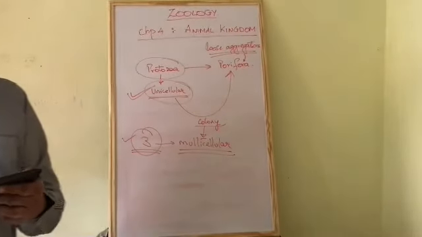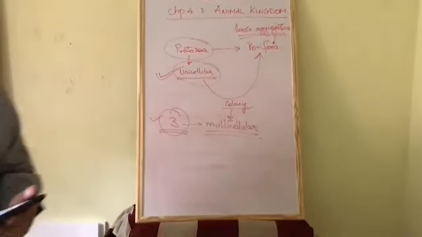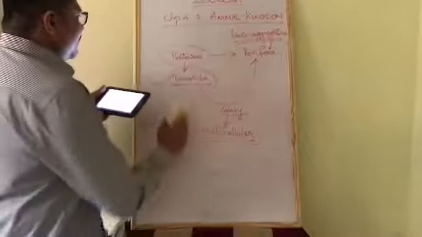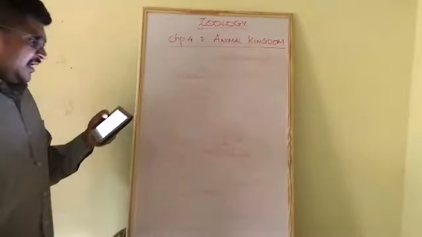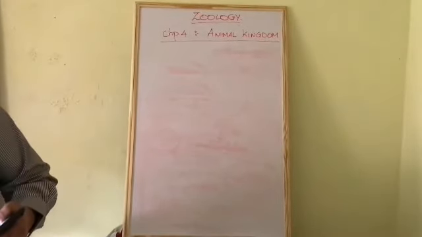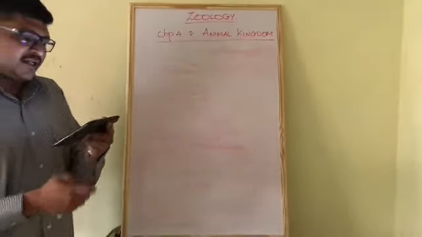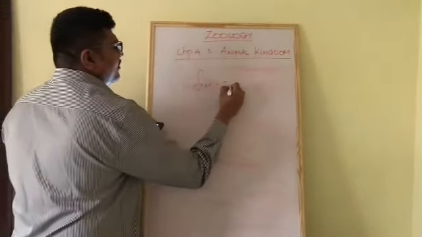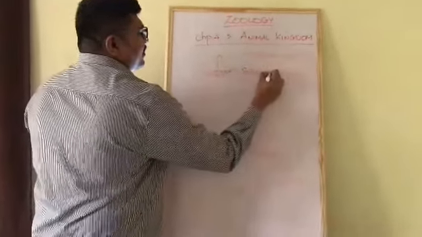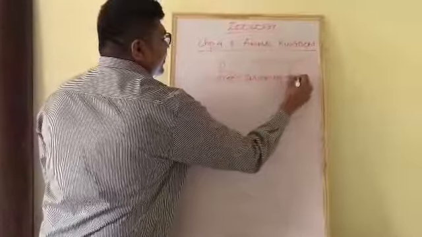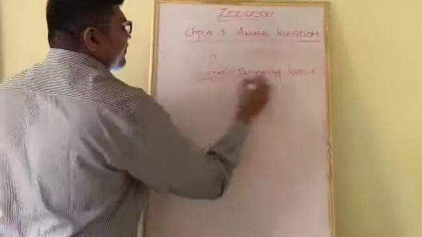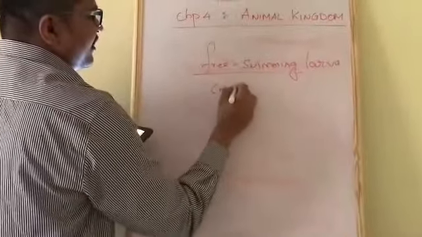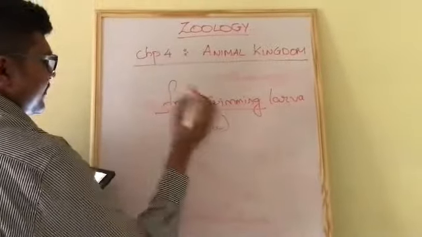Moving on, let us go to question number 3. In question number 3, let me read the question for you. In sponges, free swimming larva is called as. So that means we are supposed to find out a free swimming larva. When we say free swimming, that means we are talking about motile larvae.